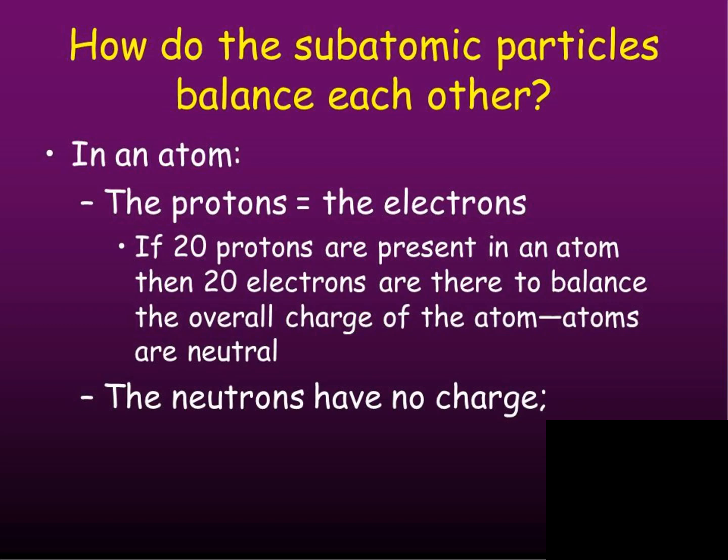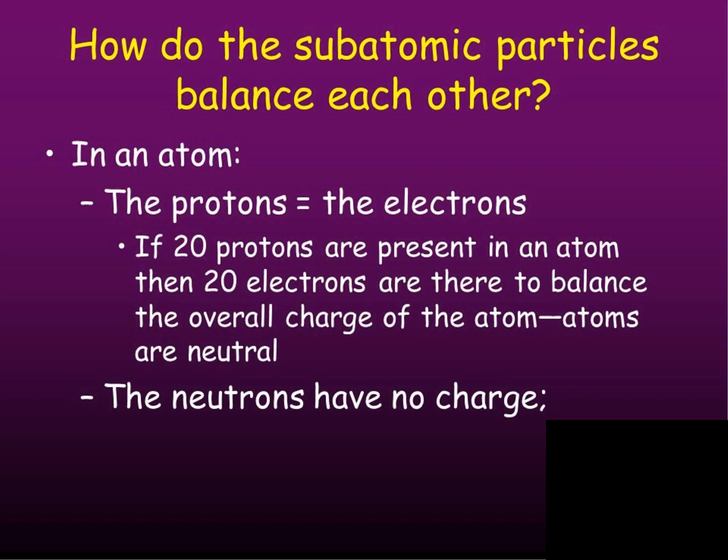And how do the subatomic particles balance each other? In an atom, the protons equal the electrons. So if you take an atom, the total number of protons in it is the same as the number of electrons. For example, if an atom has 20 protons, it has 20 electrons too. And this is the balance that we have there.